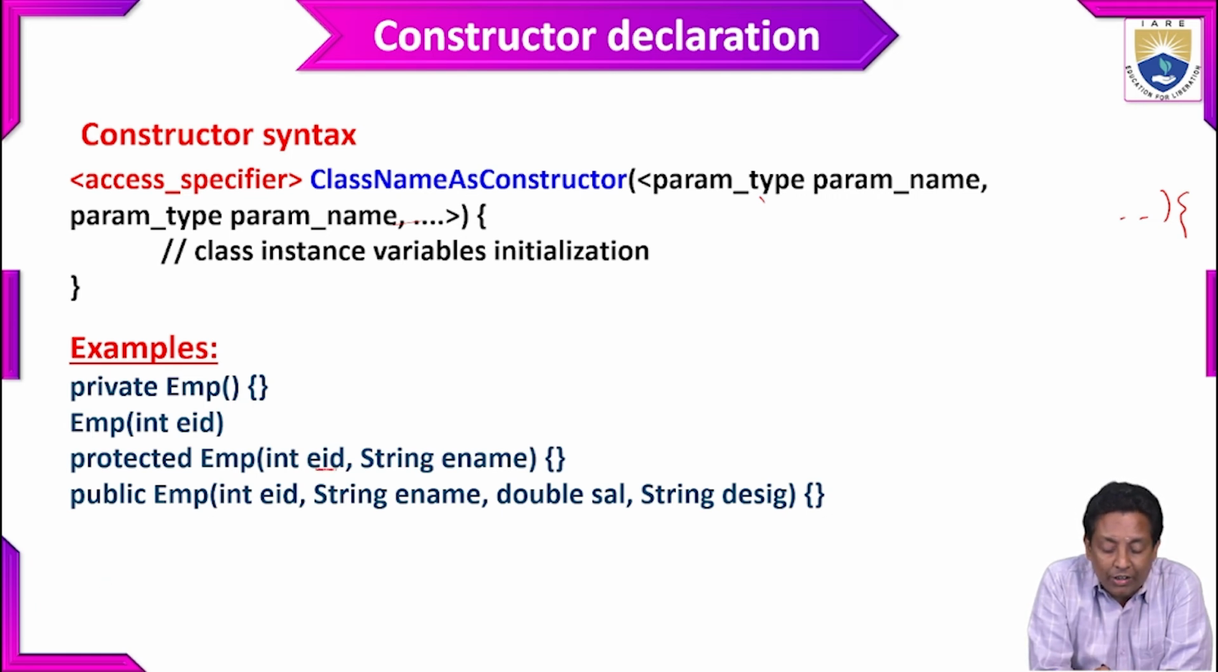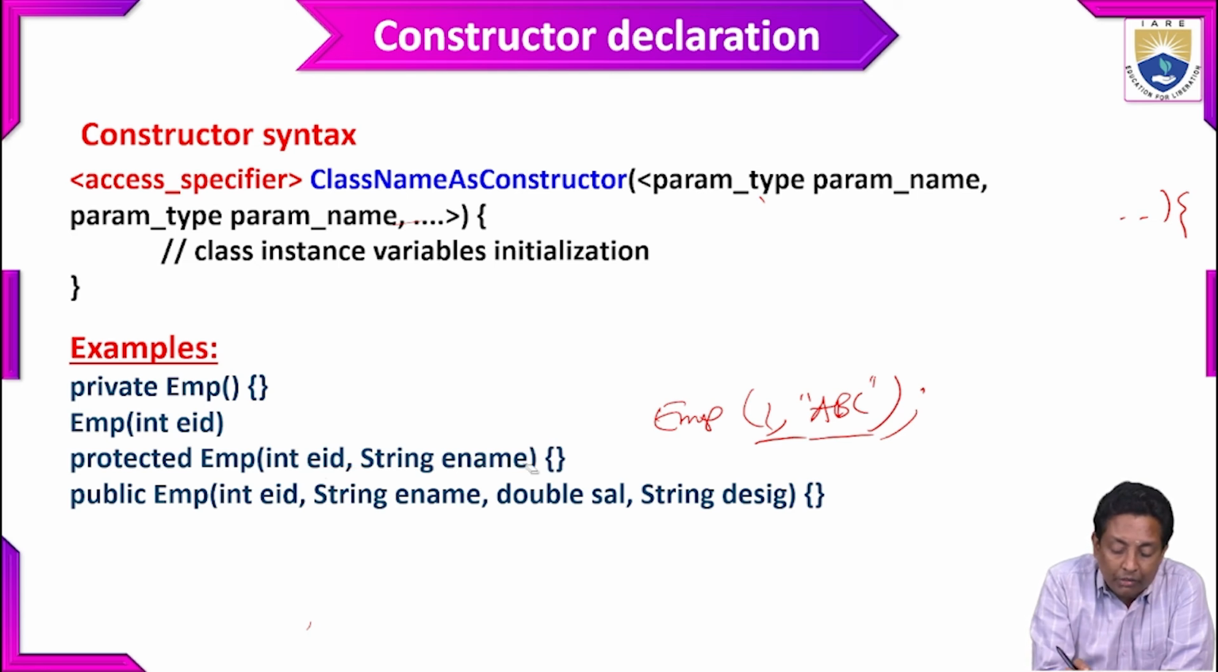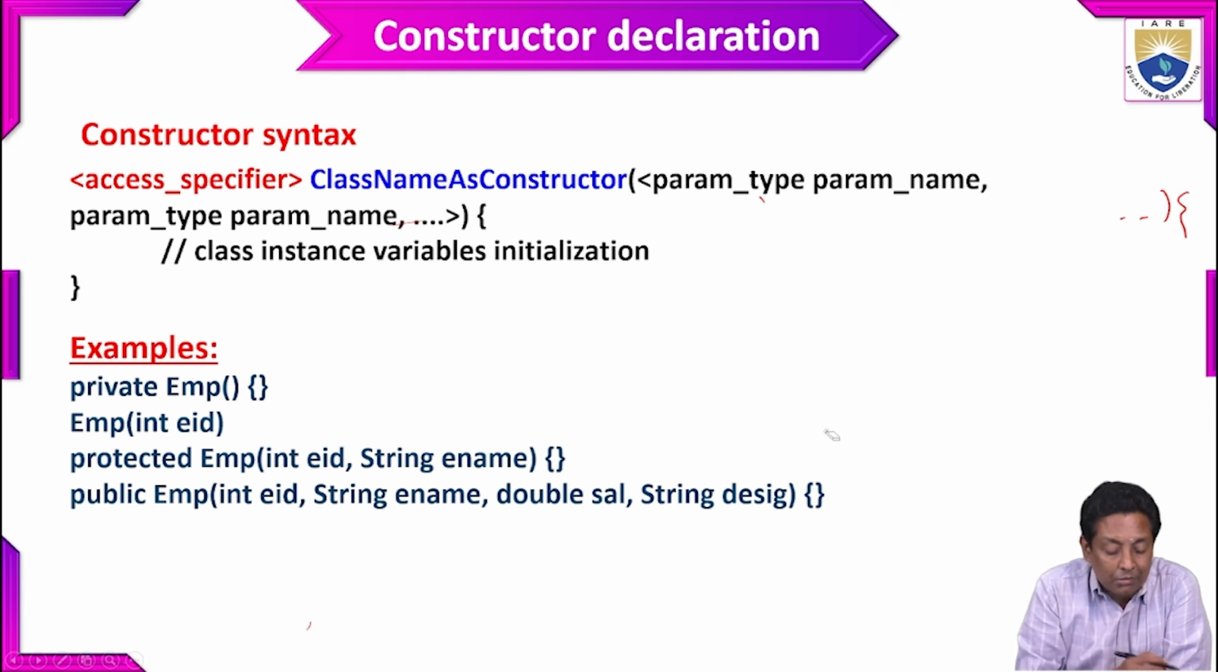While writing the constructor, we should call them parameters. While calling the constructor, whatever values we pass, we should call them arguments. These are parameters and these are the arguments. Passing time are arguments, receiving time are parameters.